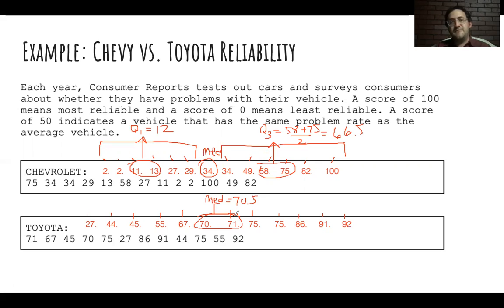And then if we want the Q1, we include up to the 70. So we kind of include the bottom 6 pieces of data here, which I noticed that right between, so I got 45 and 55 in the middle. So my Q1 is going to be 50.